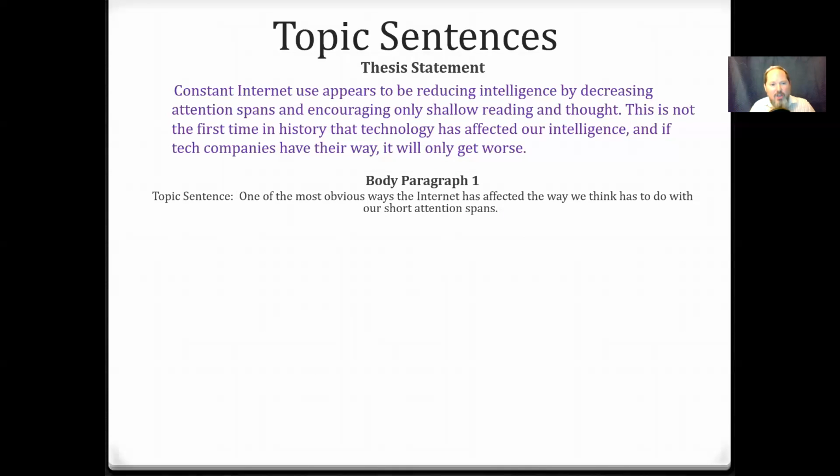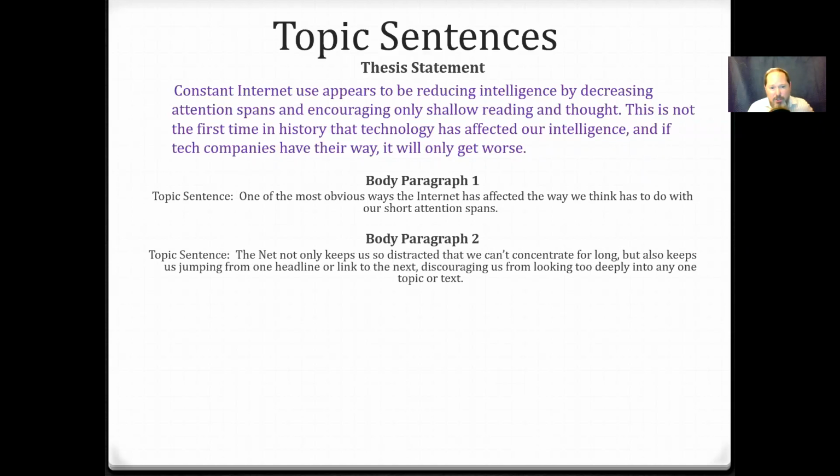Body paragraph 1, you come up with a topic sentence. One of the most obvious ways the internet has affected the way we think has to do with our short attention spans. You're going to develop this in a body paragraph, maybe quote from Nicholas Carr or some other source. Body paragraph 2, you say, the net not only keeps us so distracted that we can't concentrate for long, but also keeps us jumping from one headline or link to the next, discouraging us from looking too deeply into any one topic or text.